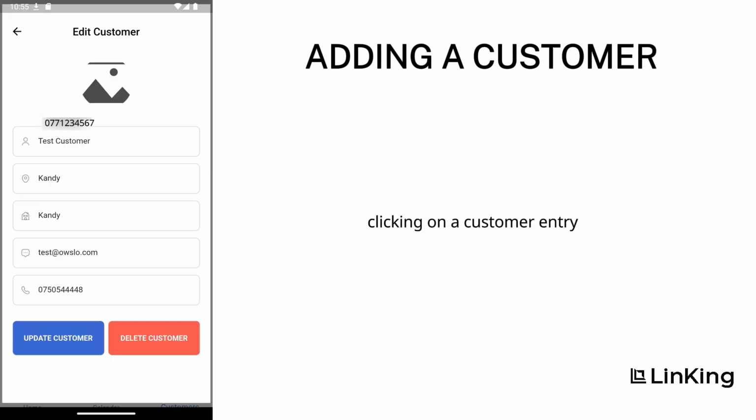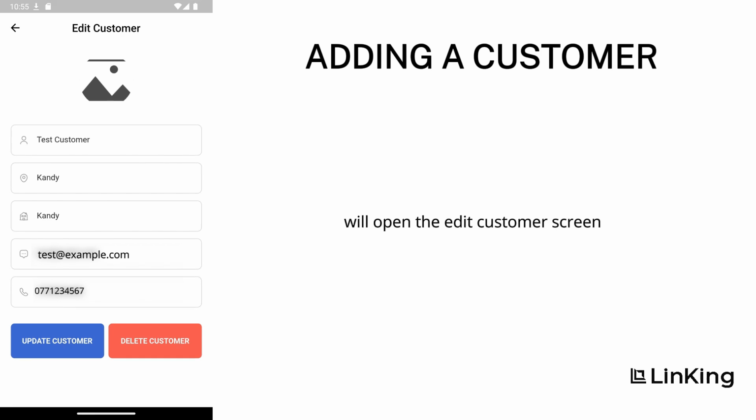Clicking on a customer entry will open the Edit Customer screen. Here, you can update any information or delete the customer profile. After making the necessary changes, click Update Customer to save the changes or Delete Customer to remove the profile.